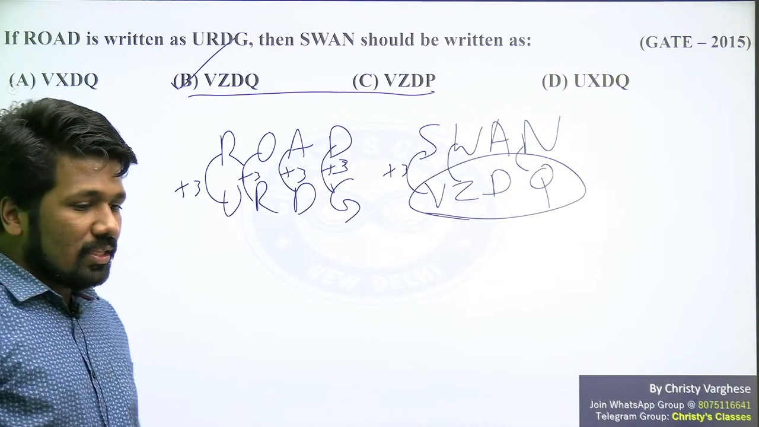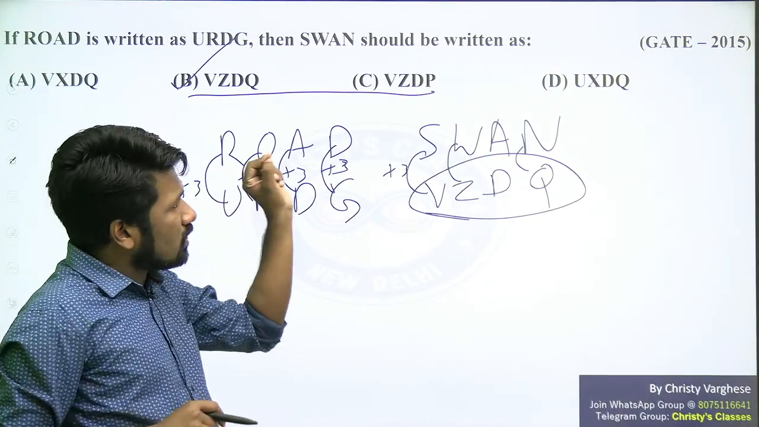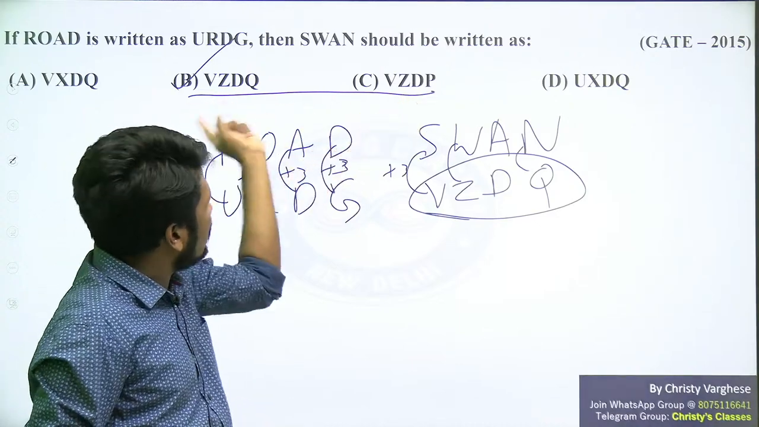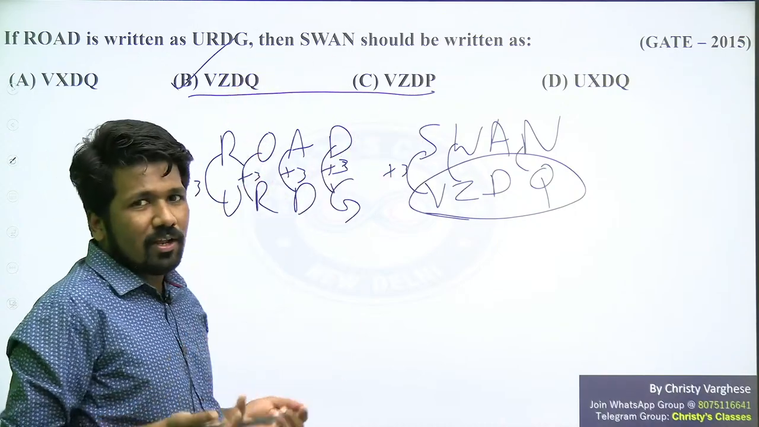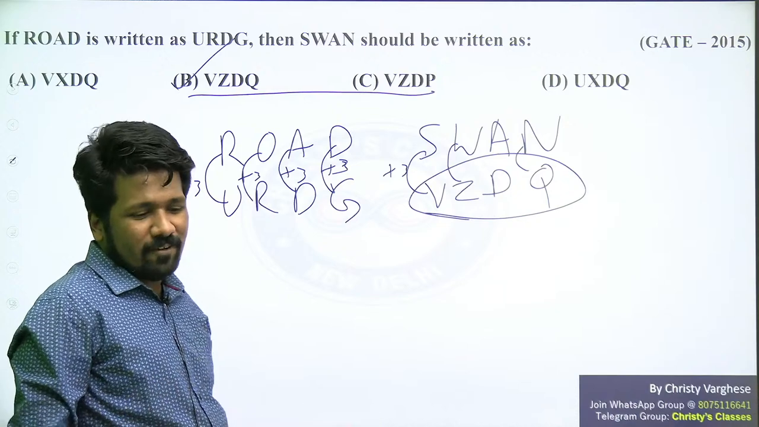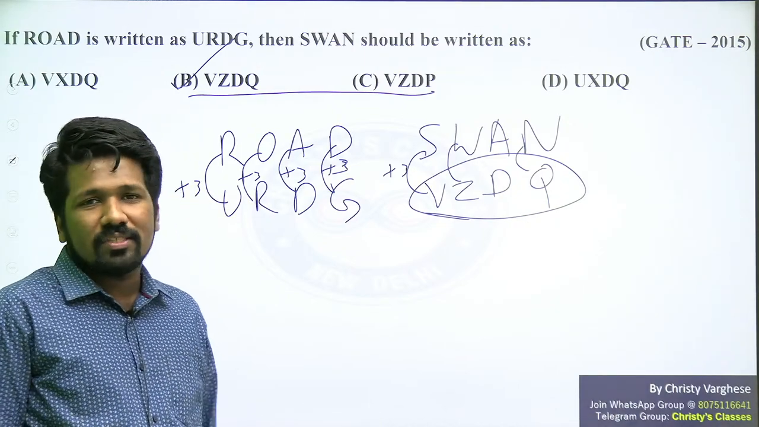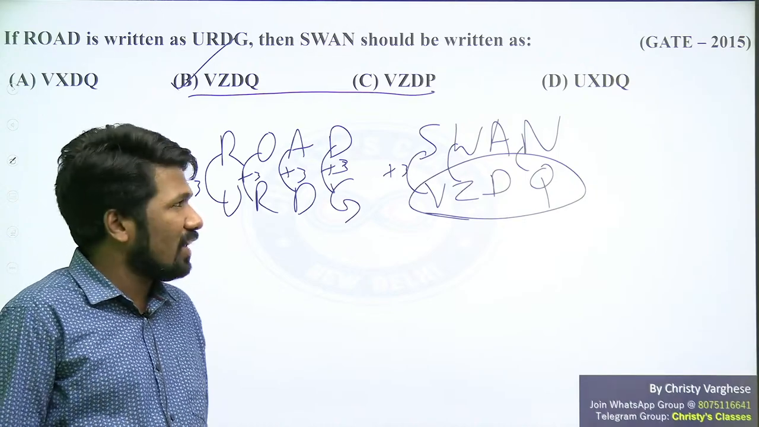Is it clear? One thing you should be careful about in these kinds of questions: if you misunderstand one letter, VZDQ versus VZDP, if you get confused between DP and DQ, you will get a wrong answer. So be careful. That's the only thing that I have to tell you in this chapter. Read the question properly and answer it. There is nothing else in this chapter.